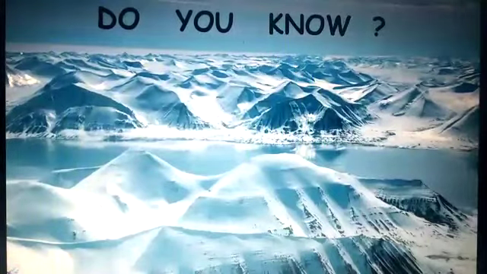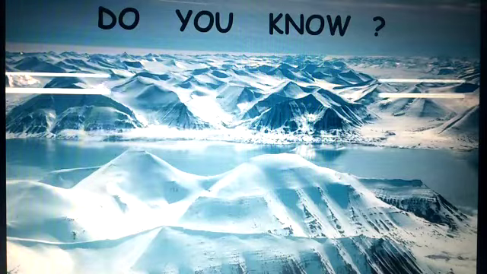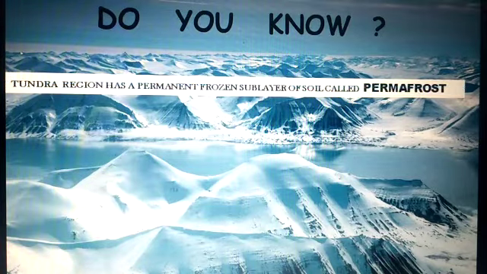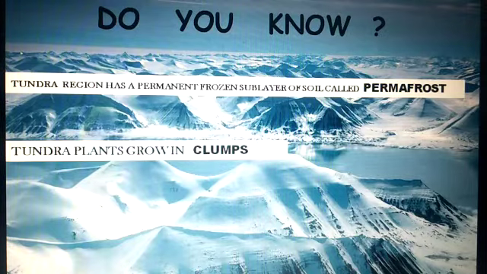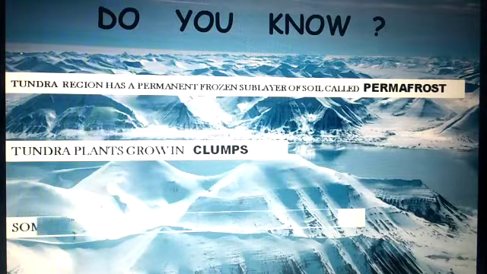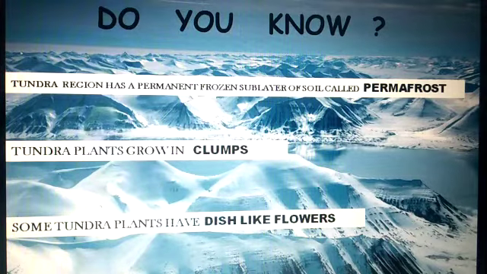Children, do you know about the cold tundra region? Tundra region has a permanent frozen sublayer of soil called permafrost. Tundra plants grow in clumps to protect themselves. Some plants have dish-like flowers which help the plant to stay warm.